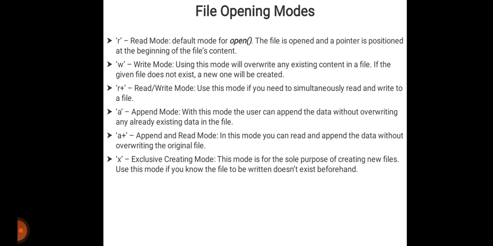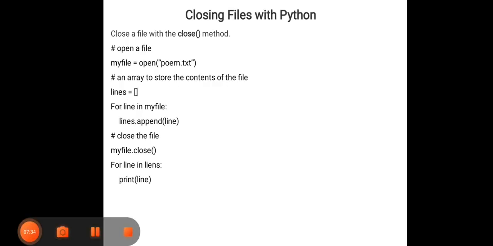Next is closing files in Python. After opening a file with Python, it is important to close it after you have done the work with that file. Closing the file ensures that the program can no longer access its contents. Here one example is given: close a file with the close method.